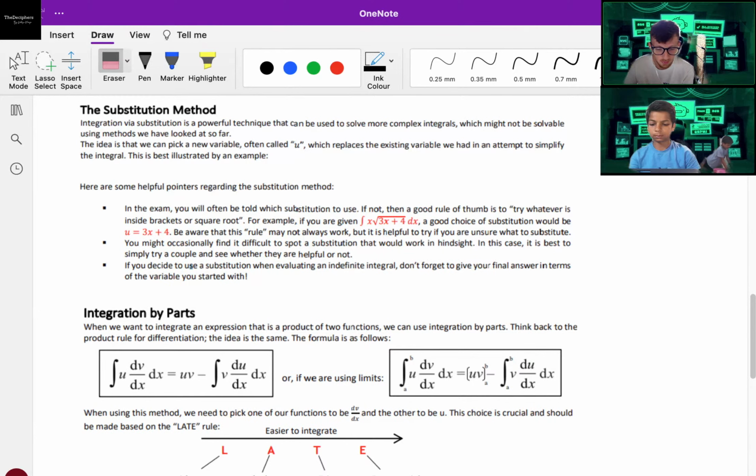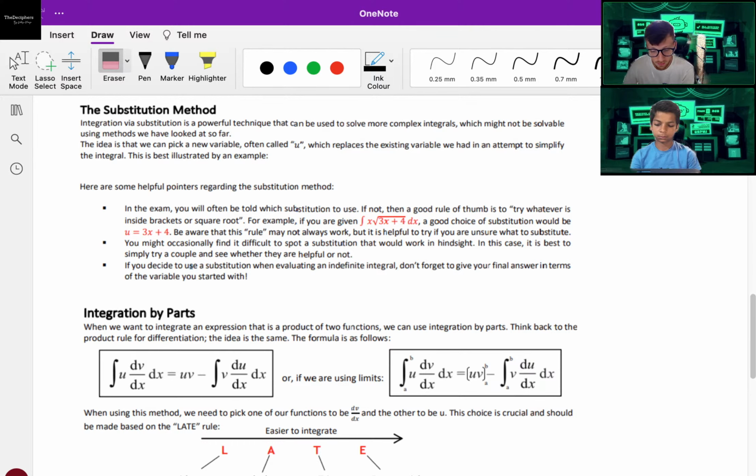questions. But some helpful pointers regarding the substitution method is that you will often be told which substitution to use. If not, because you're not always, then a good rule of thumb is to try whatever is inside the brackets or the square root. So for example, if you're given to integrate x times 3x plus 4, a good choice of substitution would be u equals 3x plus 4. But sometimes a good substitution would be to set u to be root 3x plus 4. And you'll see that rule of choosing what's in the square root or the brackets doesn't always work, but it's helpful to try if you're unsure what to substitute in.